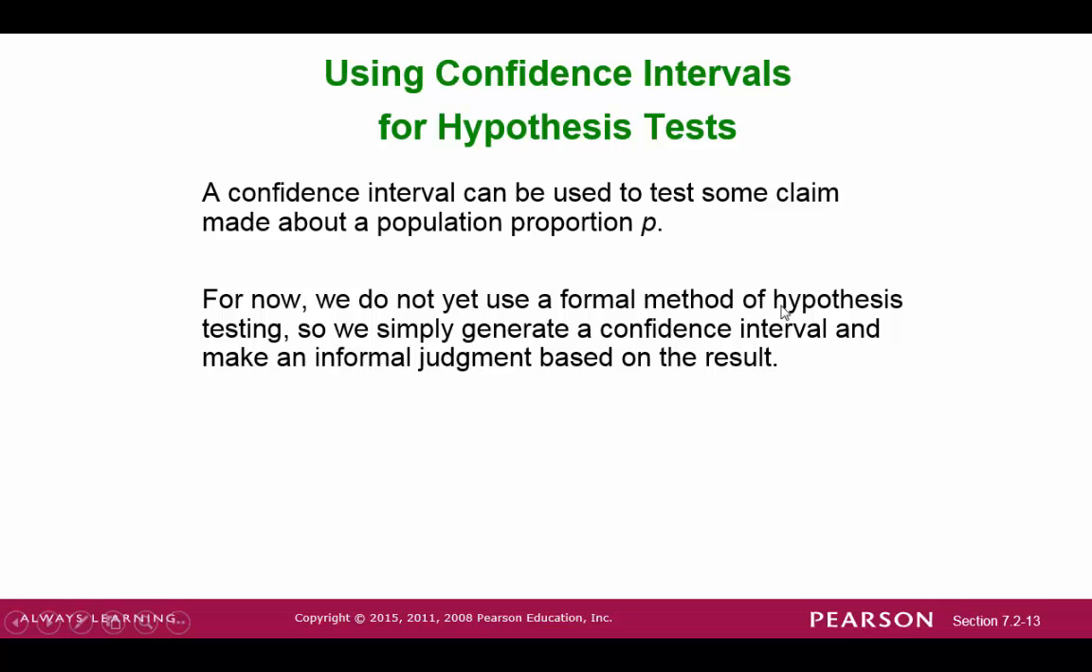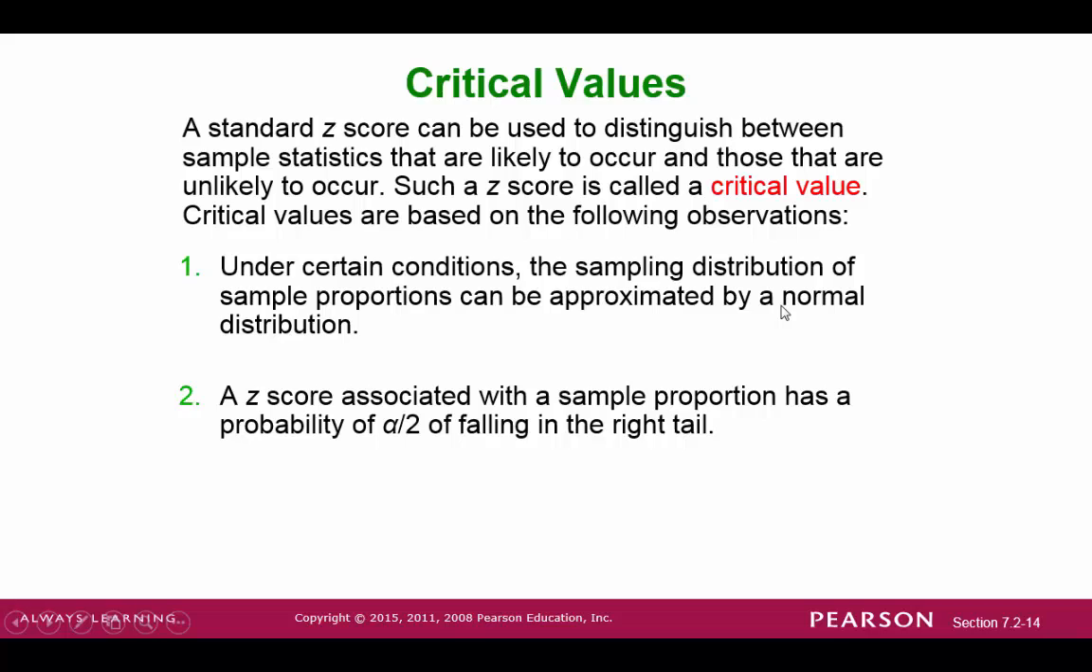You can also use the confidence intervals to help test a claim about a population proportion. So this whole idea of a hypothesis test will come around next chapter. So we'll focus on that next time. Another important definition in inferential statistics is the idea of a critical value. So in our particular situation with the population proportion, we will be using the standard z-score. So a z-score can be used to distinguish between a sample statistic that's likely to occur and those that are unlikely. So this is like a boundary for us to figure out when things would occur.